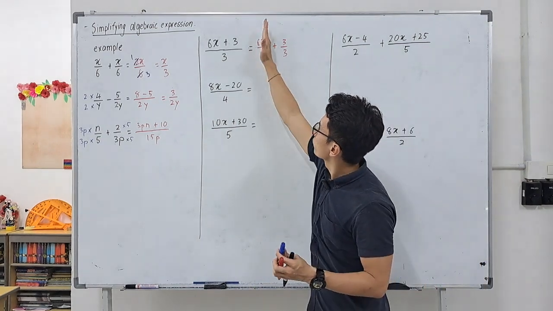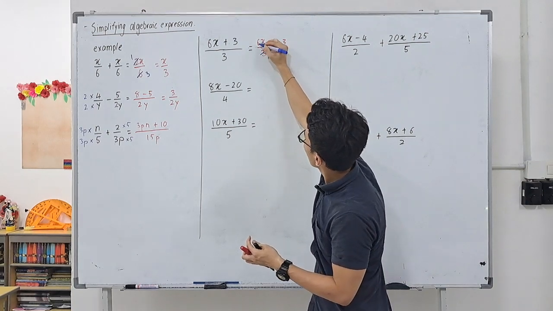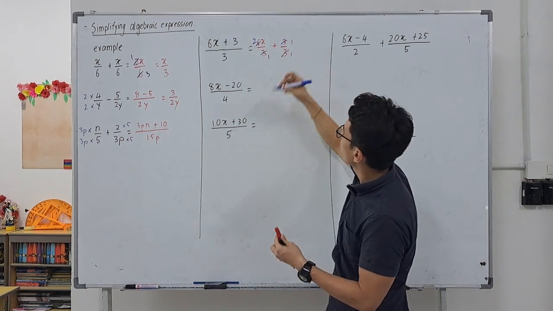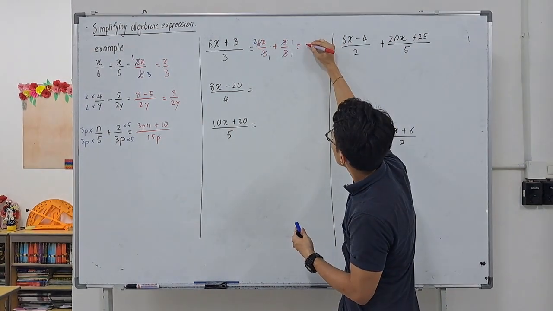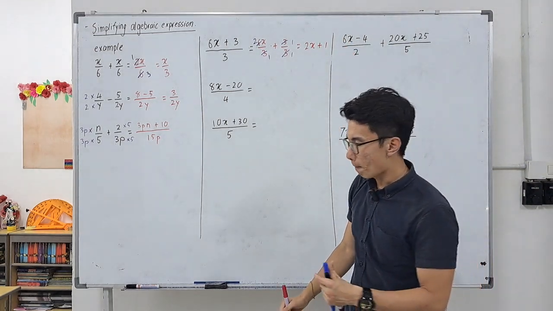So over here, I can simplify this side, which is going to be 1 and 2, and this is going to be 1 and 1. Right? So my final answer here will give me 2x plus 1. That's my final answer.